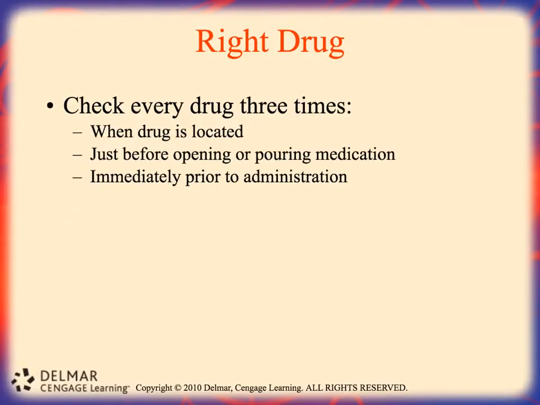When you go in to give a drug, you want to check that drug 3 times. This will help eliminate errors. One is when the drug is located. In other words, when you get that drug out of the drawer or out of the Pyxis or whatever system that your hospital is using. Also, the second time is just before you open it or pour the medication. And then the third time is immediately prior to administration.